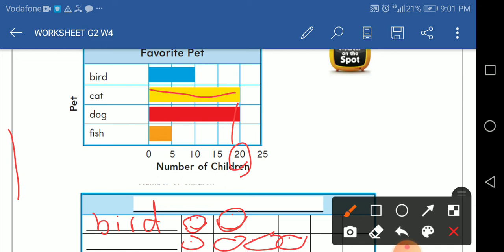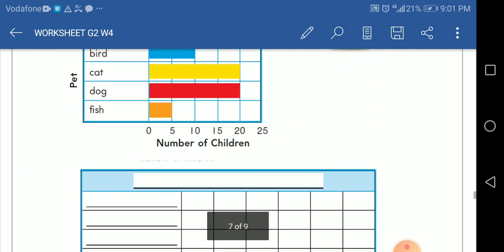For dog, I've got here what? The same 20. I will draw here 4 faces. 5, 5, 5, 5. For the fish, just 1 face.